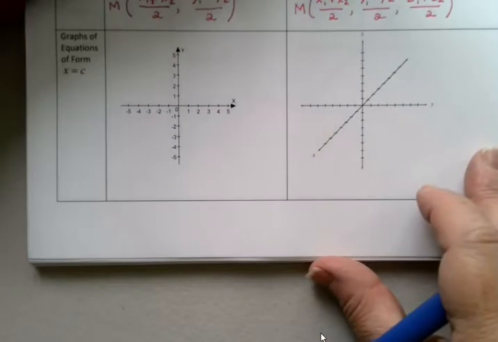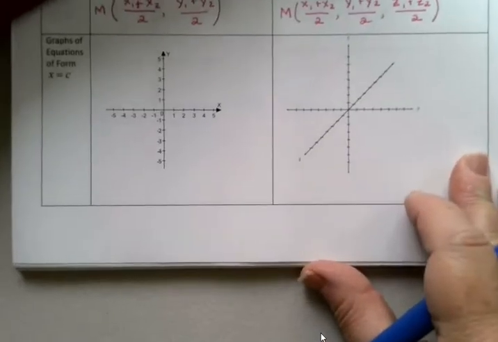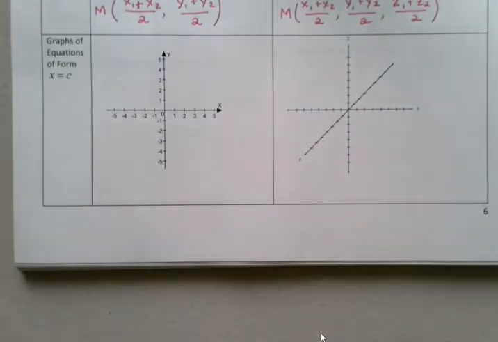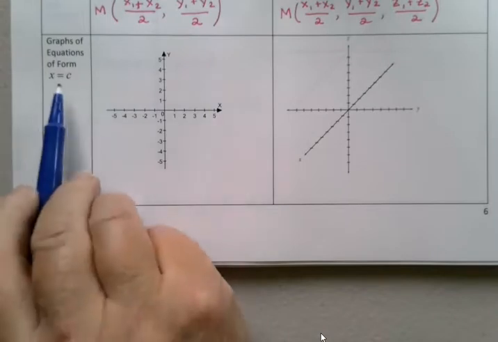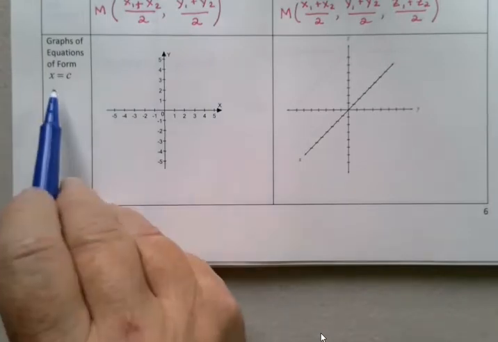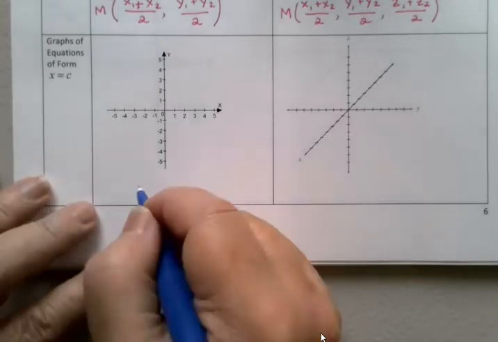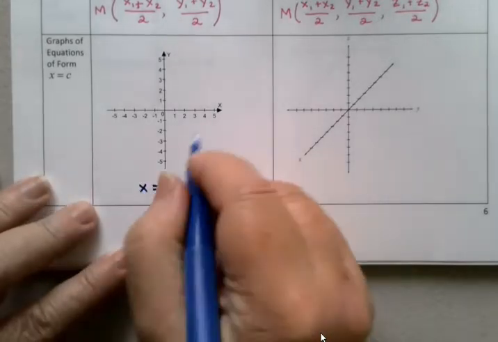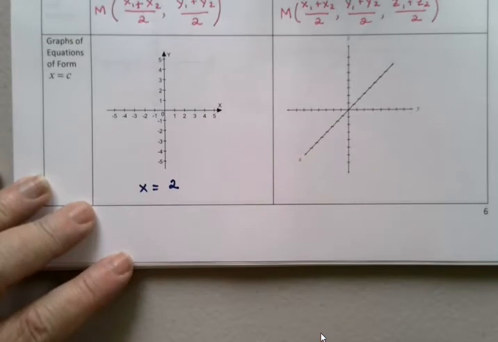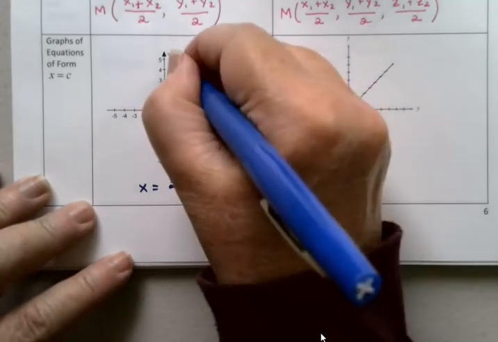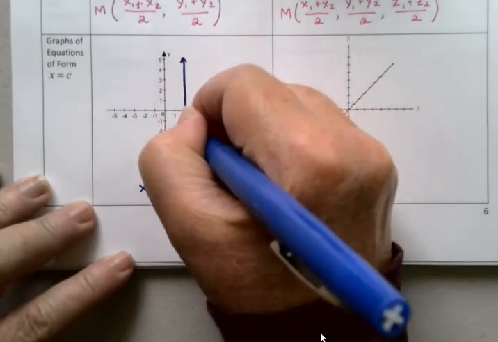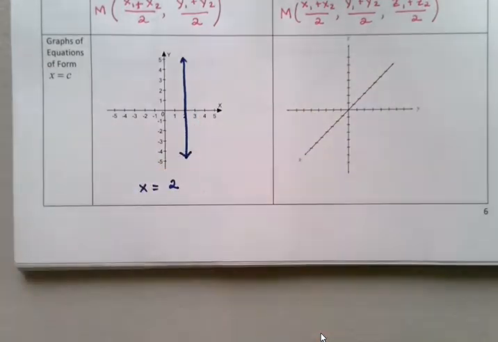Now let's look at some graphs. What if I want to graph an equation? I'm going to start with the equation of the form x equals a constant. In 2 space, you probably recognize that as a vertical line. Let's just do x equals 2. That would simply be a vertical line with an x-intercept of 2.